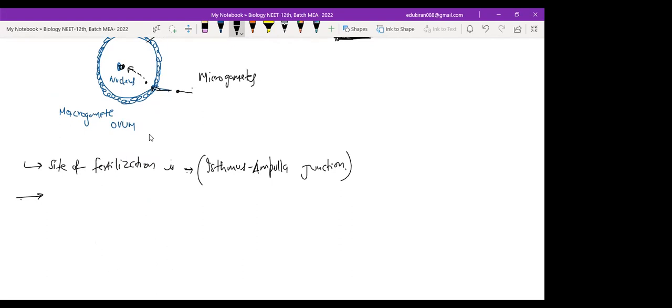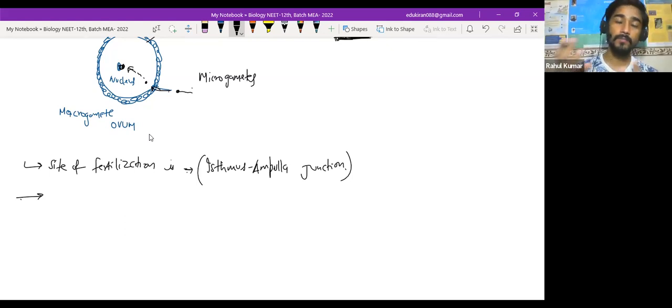It will move towards the wall of the uterus. And when it is moving, write down: after fertilization, the zygote starts dividing, and also moves towards the uterus. Again, this movement towards the uterus is also facilitated by the inner structure of the tube, the fallopian tube.